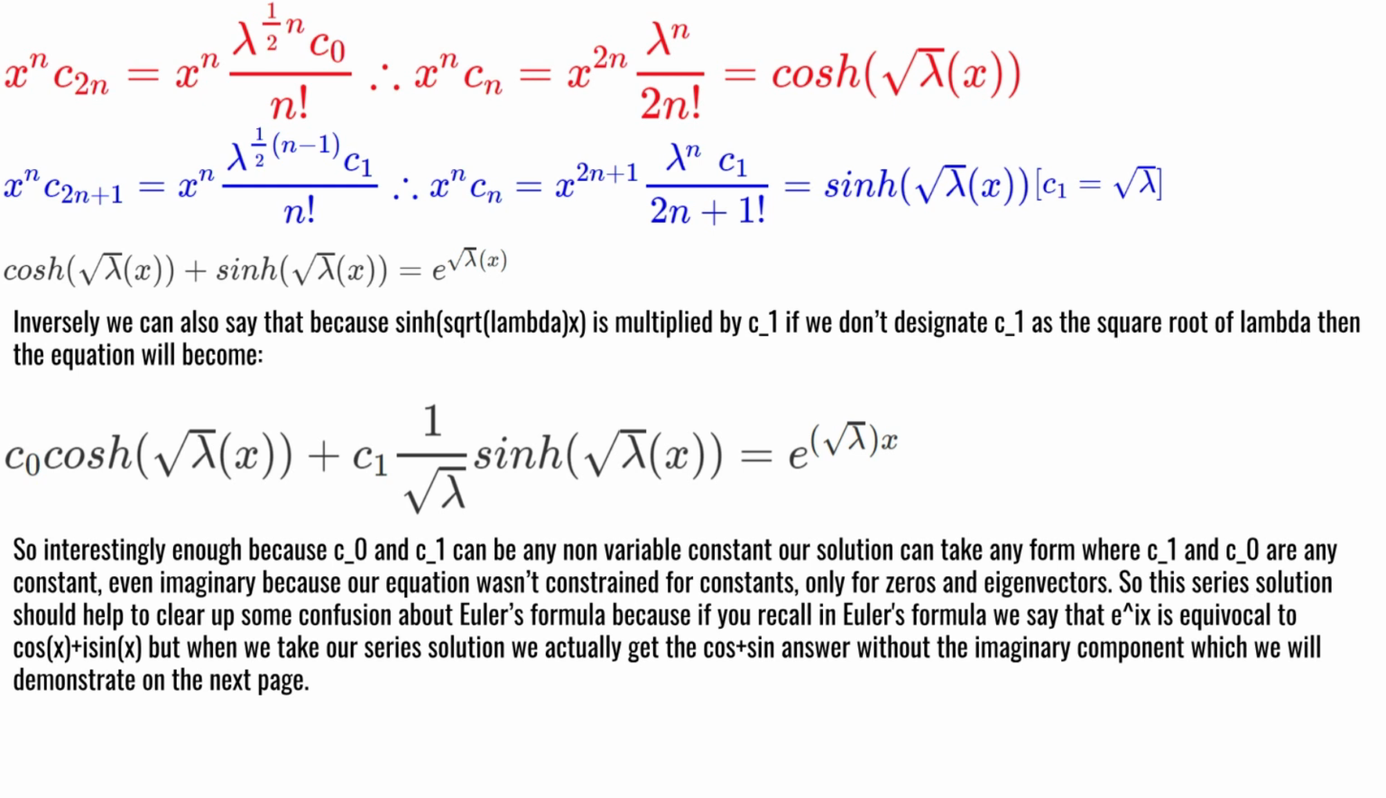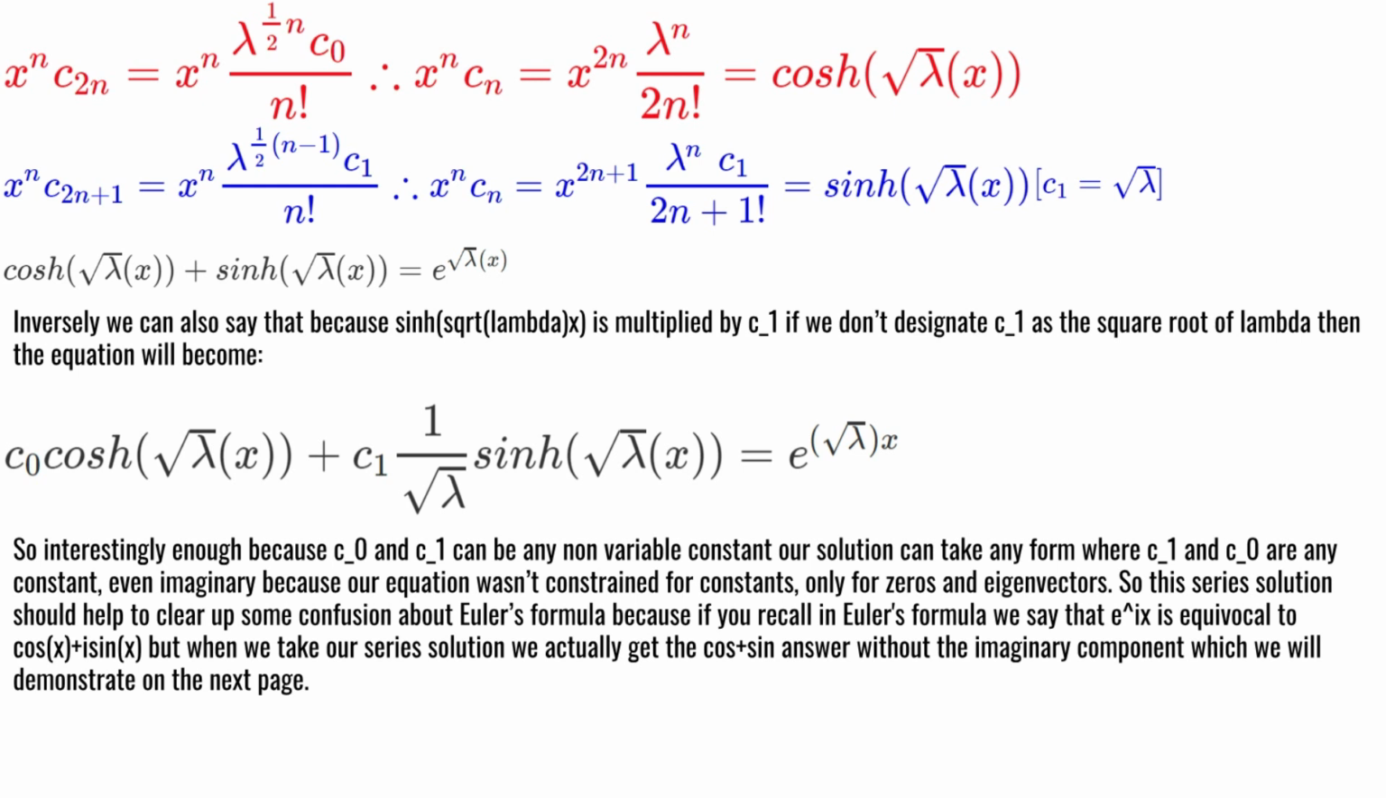Now if we look at the c sub 1 value, we have x to the n multiplied by c sub 2n plus 1 equals x to the n times the eigenvector to the half power of n minus 1 times c sub 1 over n factorial. Therefore, again, we're just plugging in our 2n plus 1. So we have x to the 2n plus 1 multiplied by the fraction, the eigenvector to the power of n multiplied by c sub 1 over 2n plus 1 factorial. And this isn't quite right yet.